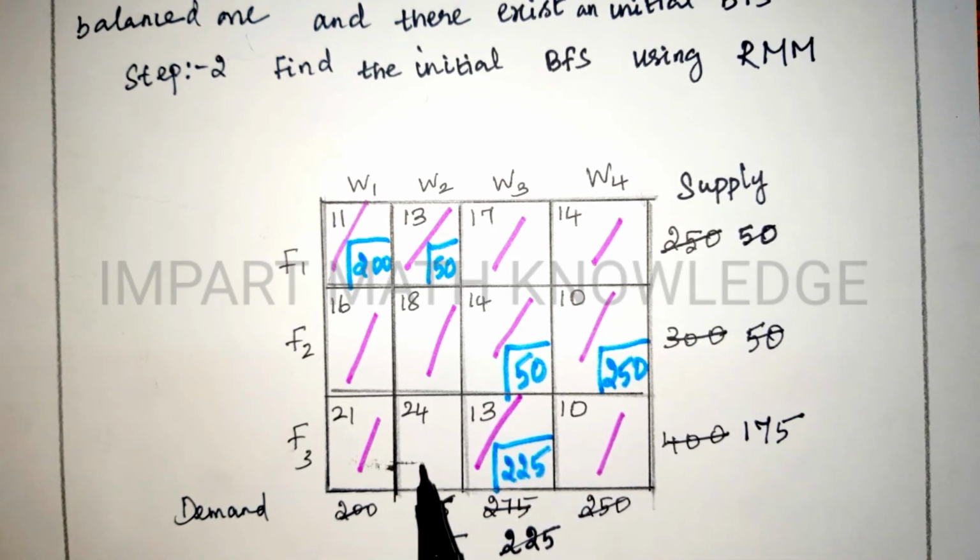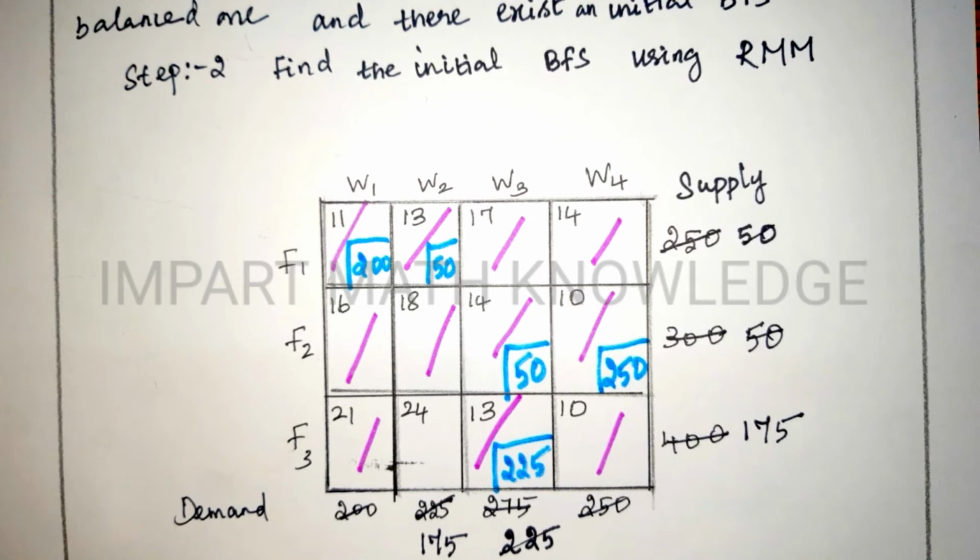At last we have only one cell. For this cell, supply and demand are equal. The value is 175. Both are satisfied.